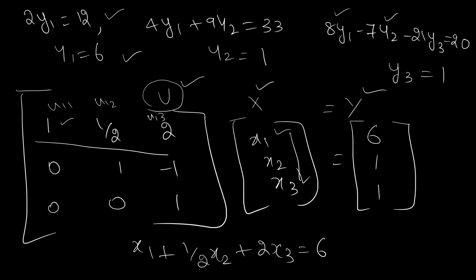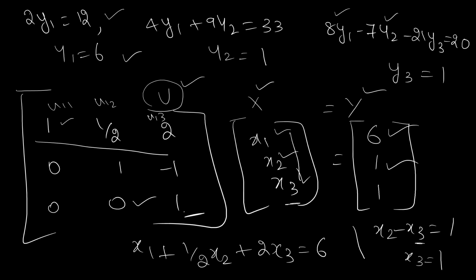Again second row. I have equated the first to 6, and then second row: 0 x1, then 1 x2 minus x3 is equal to, what is the second value? 1. And the third row: 0, 0 into x2 also 0, finally we have 1 into x3. 1 x3 is equal to 1. Okay. So I got x3 as 1.